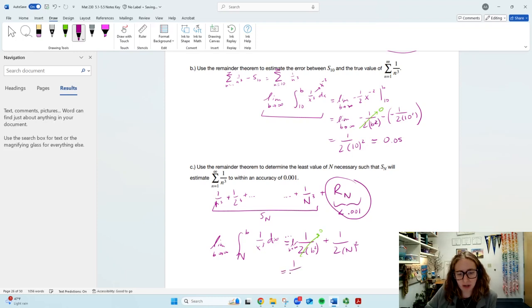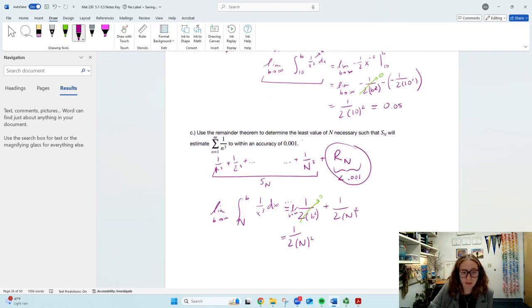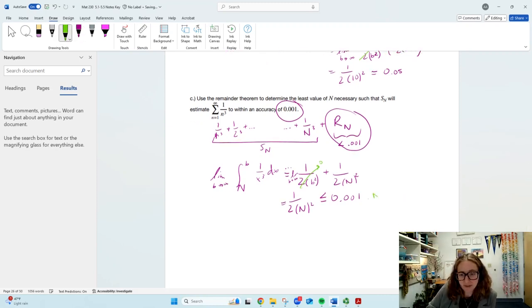So this is my error that I would have right here. And I actually want that error to be pretty small. So I want this error to be less than or equal to 0.001. And now this has turned into an algebra problem to solve. I am going to multiply times N squared on both sides to cancel that out, and then I'm also going to divide by 0.001, and I should get that N squared has to be bigger than or equal to, I think it ends up being, 500.